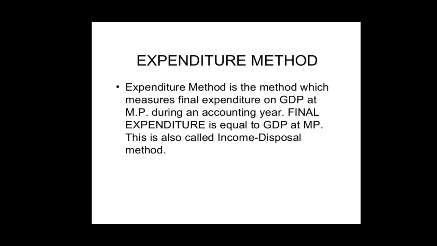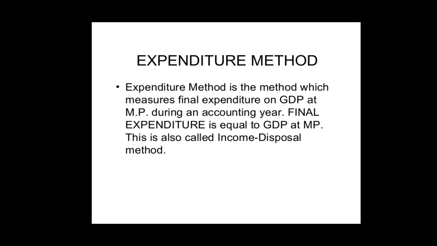The income generated and earned by factors of production during the production process is finally spent in the form of expenditure on purchase of goods and services produced by firms or business units. Expenditure method is thus the method which measures national income as the sum of final expenditures incurred by households, business firms, government, and foreigners during a year.